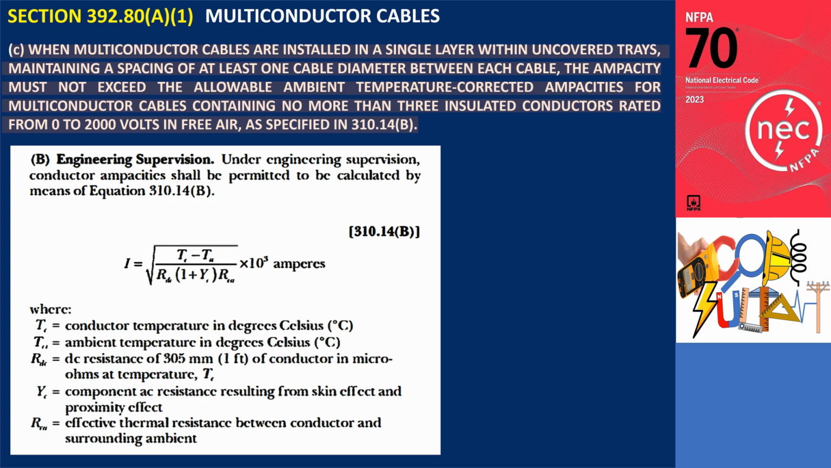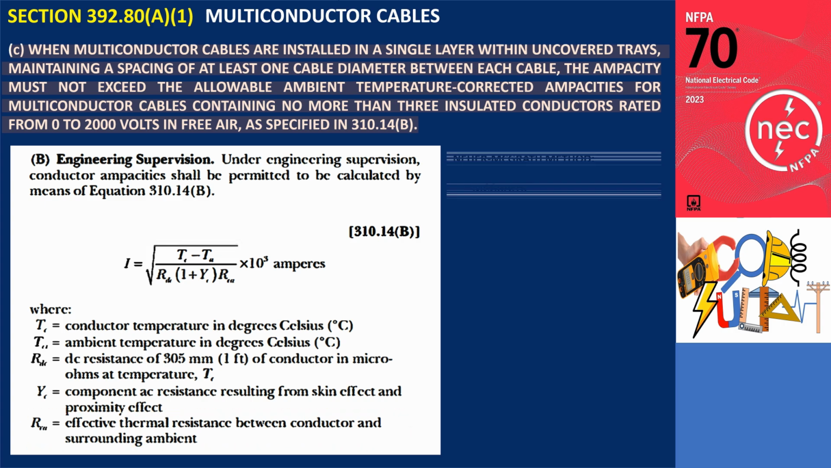In this calculation, the current, I, in amperes is derived from the difference between the conductor temperature, T sub C, and the ambient temperature, T sub A, multiplied by a resistance factor. This calculation includes the resistance of a 305 mm or 1-foot conductor at a given temperature, R sub dC, as well as the effects of skin and proximity resistance, Y sub C, and the effective thermal resistance between the conductor and the surrounding environment, R sub Ca.